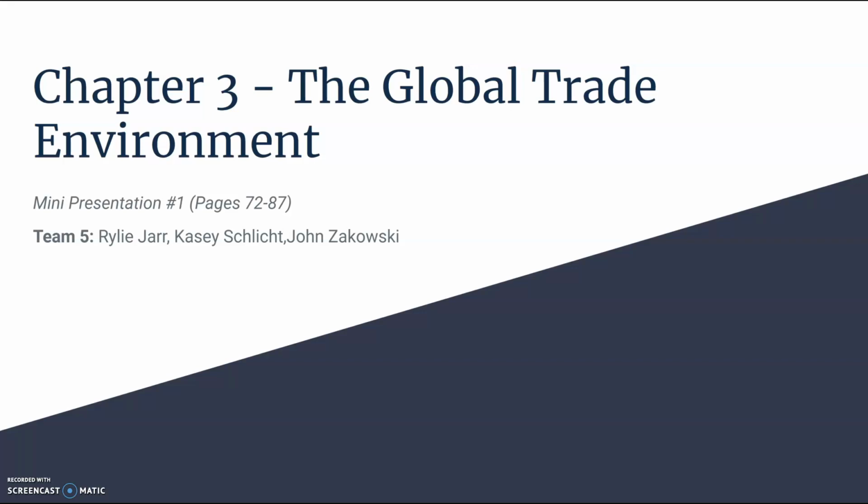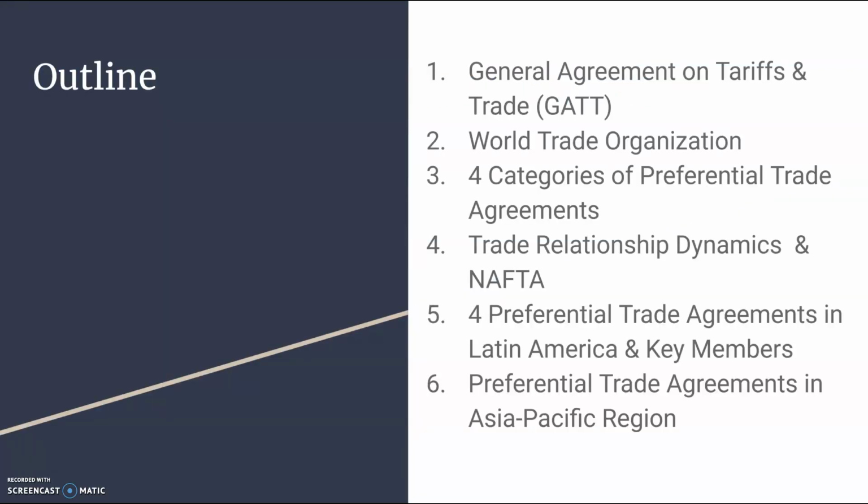Mini presentation number 1 on Chapter 3, the Global Trade Environment, pages 72 to 87. Our outline. First, we'll discuss the General Agreement on Tariffs and Trade. Next, we'll talk about the World Trade Organization. Then we'll go into the 4 categories of preferential trade agreements, followed by the trade relationship dynamics and NAFTA.